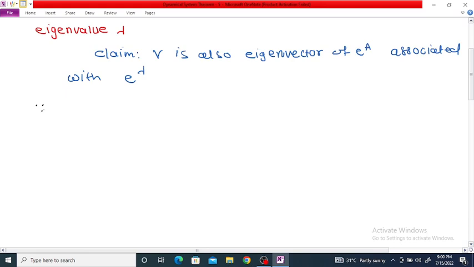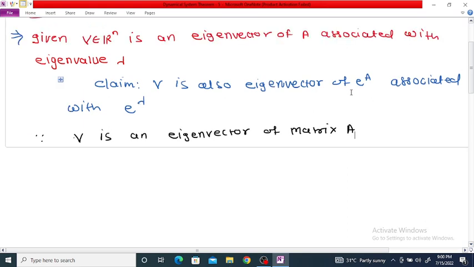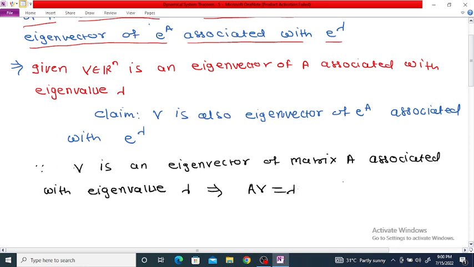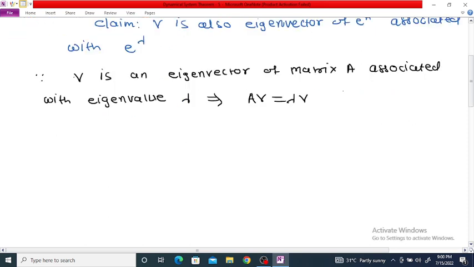So now, since given v is an eigenvector of matrix A associated with eigenvalue lambda, by the definition of eigenvalue we can write A v is equal to lambda v.